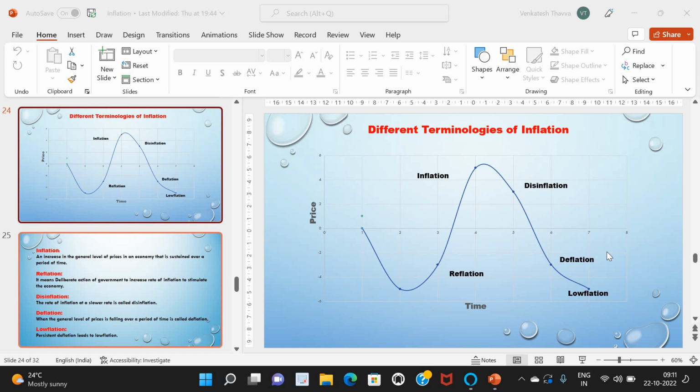What are the reasons for deflation? Decrease in money supply, decrease in demand, increase in supply. Quite opposite to inflation. Inflation and deflation are the opposite sides of the same coin.